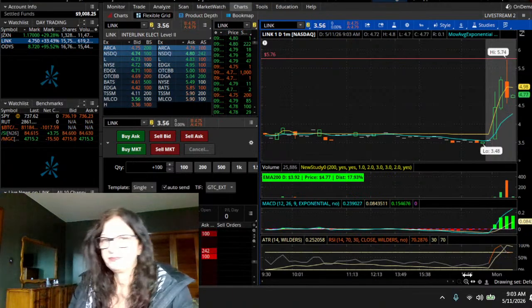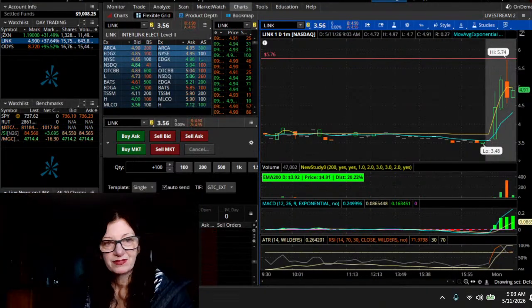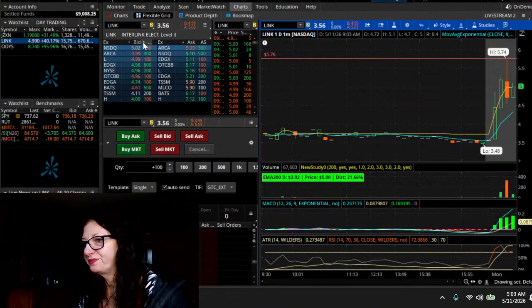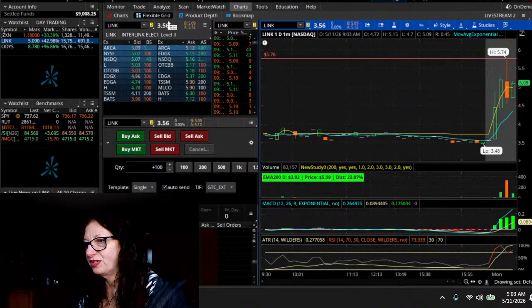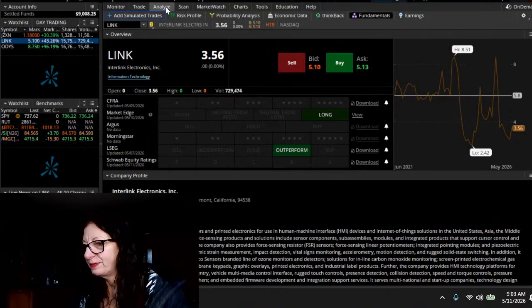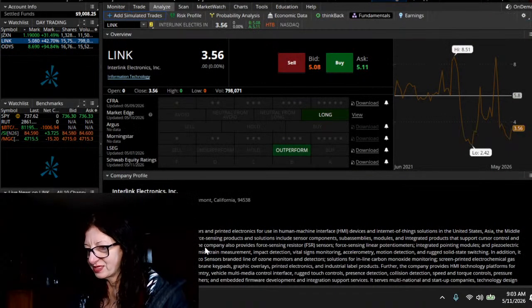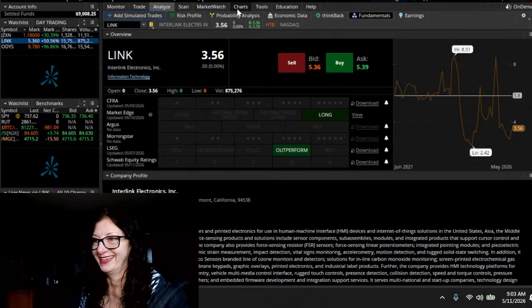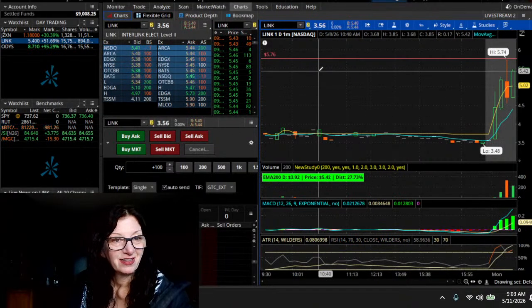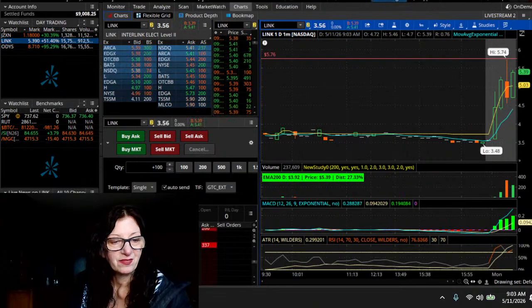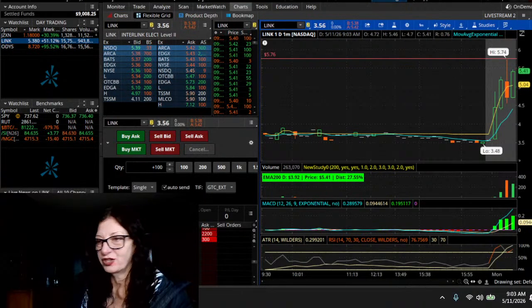So let's see here. I'm curious about this one. Hard to borrow. The volume's over 500,000. Wait, what kind of a company is this? They provide sensors and printed electronics for use in human-machine interface. Well, that sounds like Skynet. All right. This looks like it could be something.